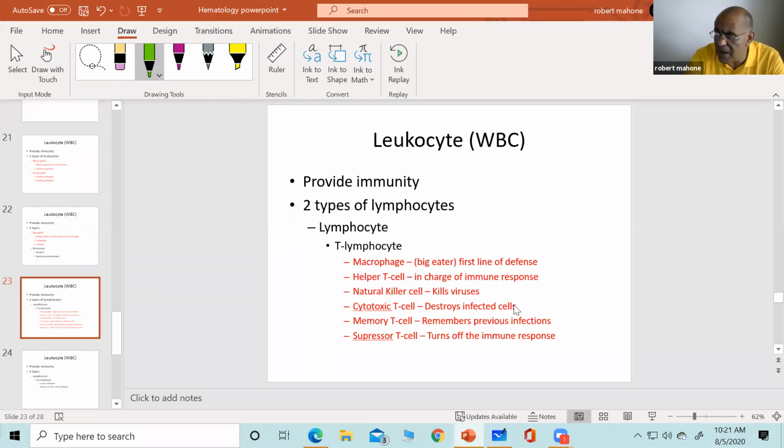So those are our 5 white cells. And you might be asked what type of white cell is responsible for destroying viruses, which type of T cell is responsible for destroying infected cells, and so on. The type of T cell that's responsible for turning off the immune system, or the type of T cell that's responsible for remembering previous infections, your T cells. And that's the first type of lymphocyte, the T cell.